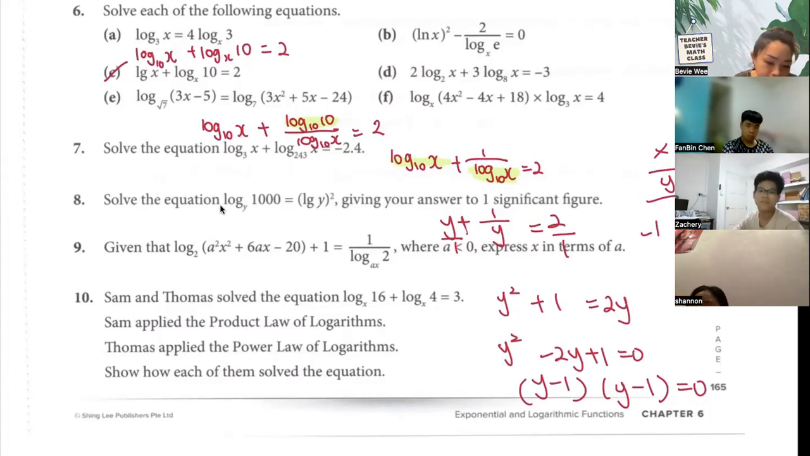Okay, come. Try E for me. Your base is not the same. You decide what is going to be the common base.